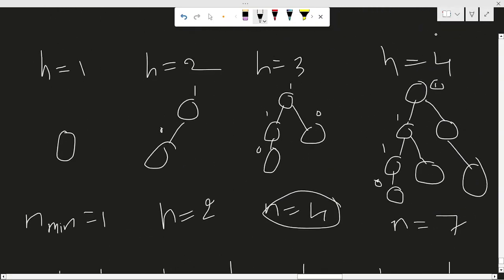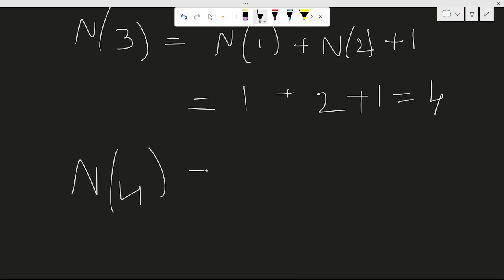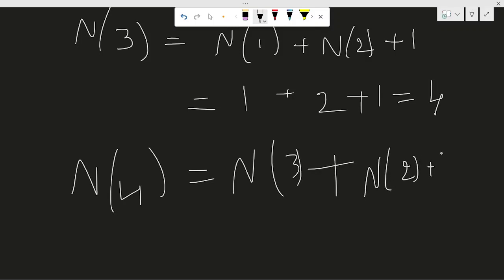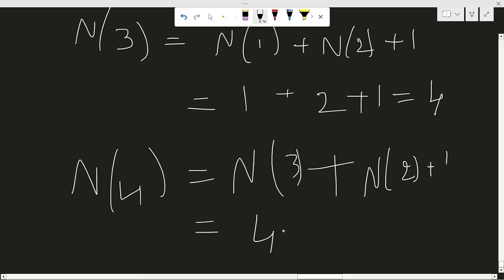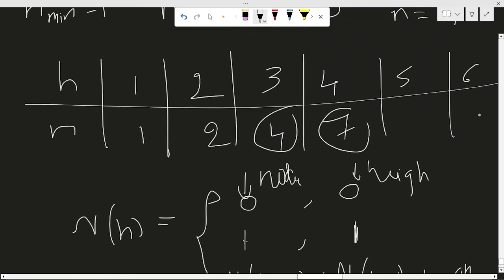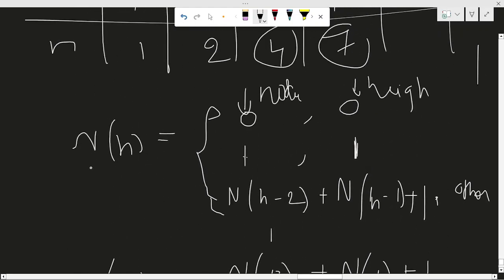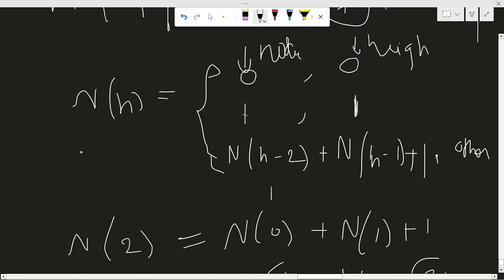And for h is equal to 4, let me do the last one. The function of 4 will be equal to n of 3 plus n of 2 plus 1. N of 3 I know, that is 4. 4 plus n of 2, which I have done here, that is 2, plus 1. That is 7. So you are getting 7. If you run this function for this recursion, then you will get it for all the values. So this is to find the minimum number of nodes.